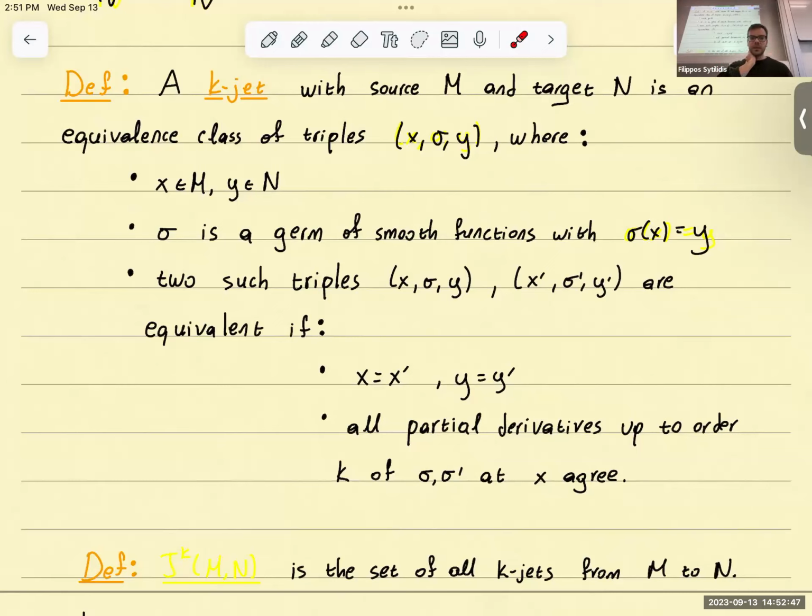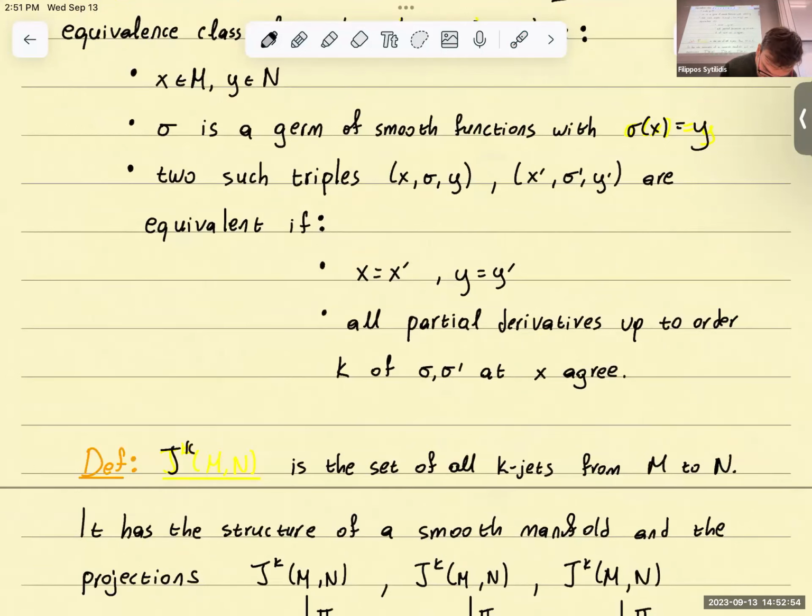And now J upper K of M comma N is going to be the set of all K-jets from M to N.